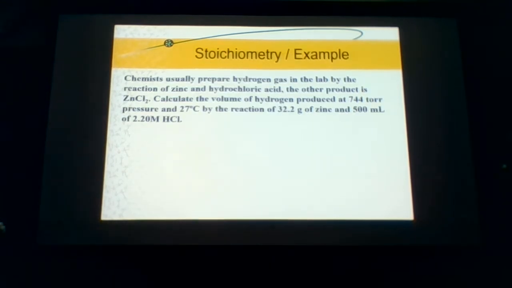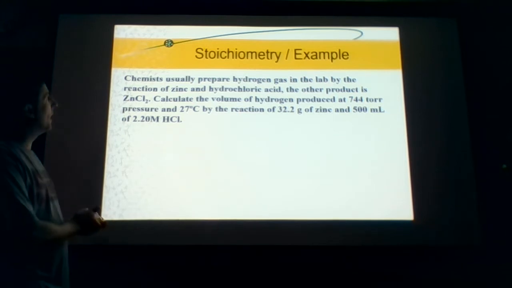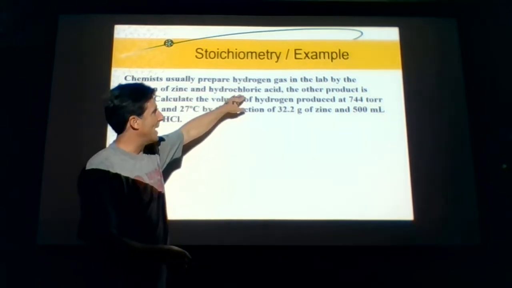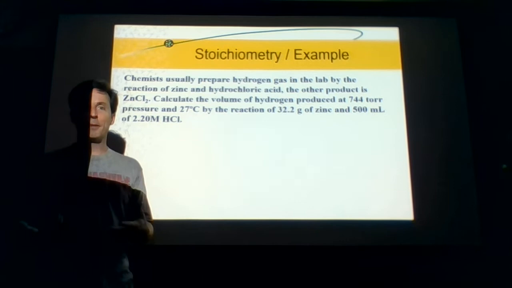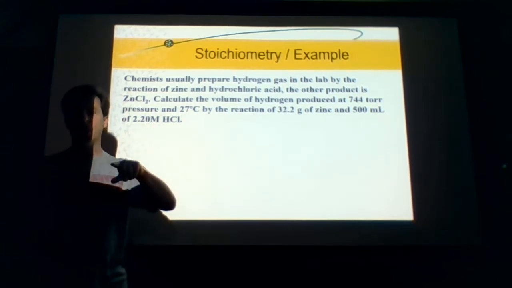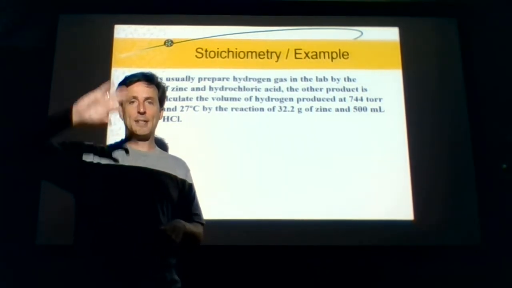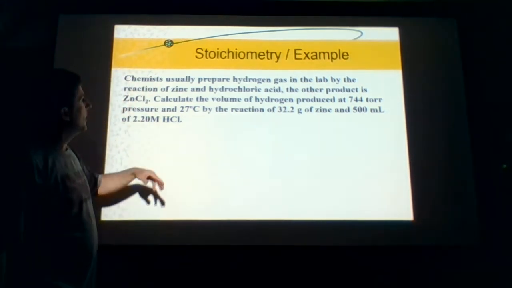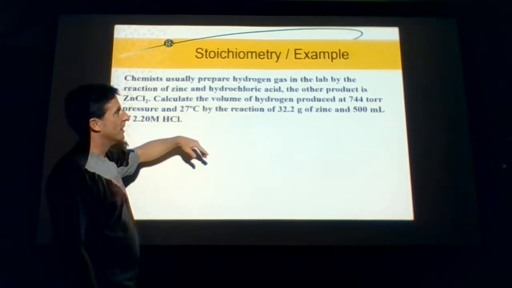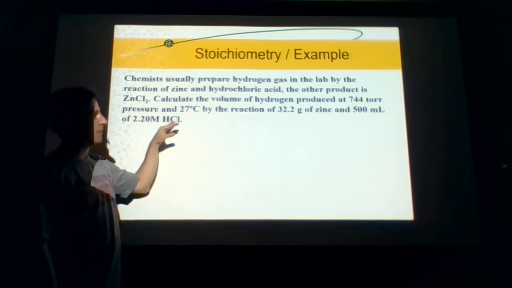Here's another one. I do a reaction, I'm dropping a piece of zinc into hydrochloric acid. That's going to be a single replacement reaction. The zinc's going to dissolve in, it's going to kick the hydrogen out. The hydrogen gas that comes out is going to be collected, and that's for the volume of the hydrogen produced. This time the pressure and temperature are different.